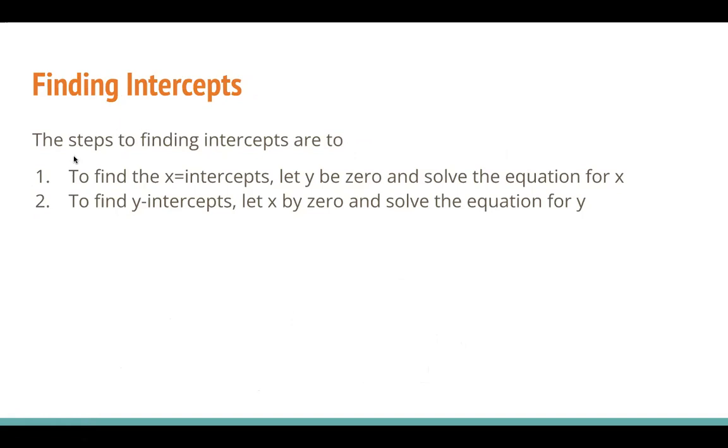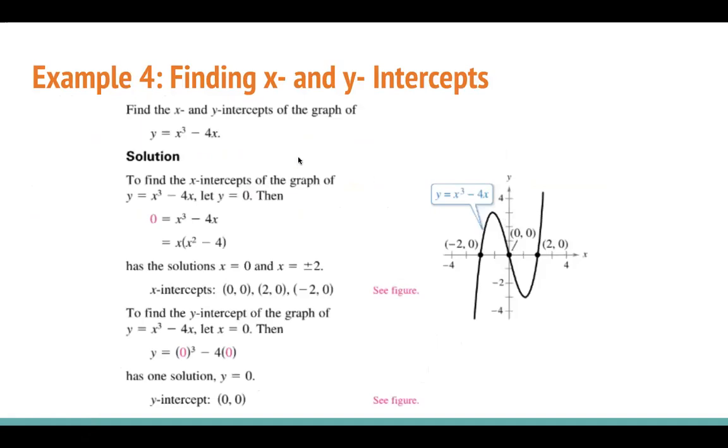How do we find the intercepts? Well, the steps to finding the intercepts are: when we're finding the x-intercepts, we let y be 0 and solve the equation for x. When we're trying to find the y-intercepts, we let x be 0 and solve the equation for y.